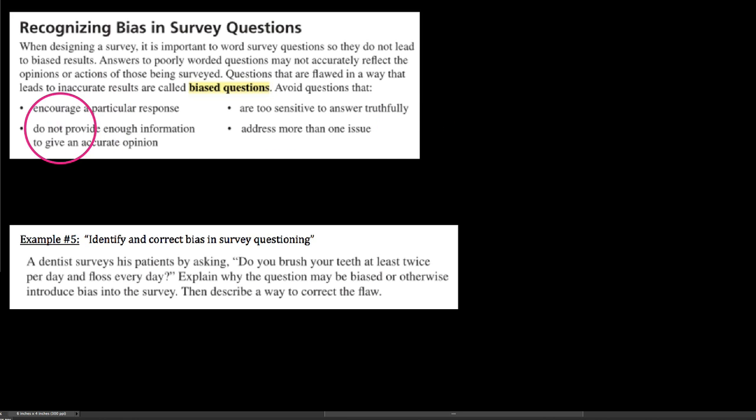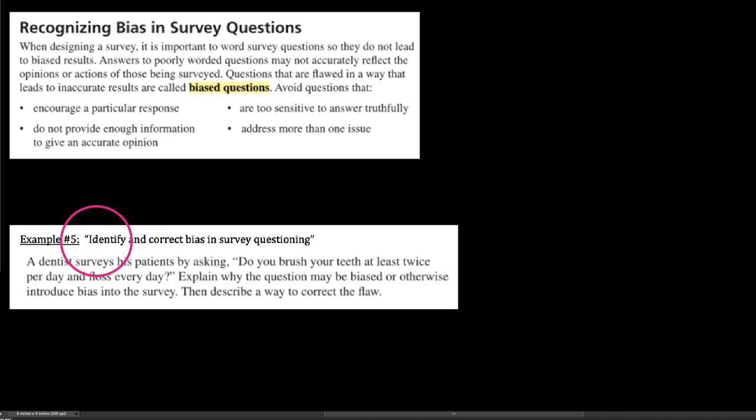The other 2 here: addressing more than one issue. Is your question talking about one thing or another? And then lastly, do not provide enough information to give an accurate opinion. So if you're asking me a question, but you're not really telling me what it's about, and I don't know what it's about already, I'm not going to give you an answer that represents what people actually think about it when they actually know what it is you're asking them.